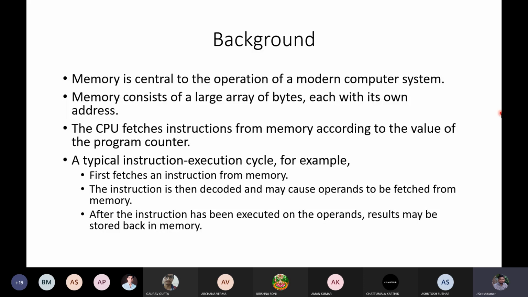When the CPU is executing its instructions, it takes those instructions from memory. In an instruction execution cycle, the instruction is fetched from memory, decoded, and causes the operands to be fetched from memory. After the instruction is executed, the results are stored back in memory.